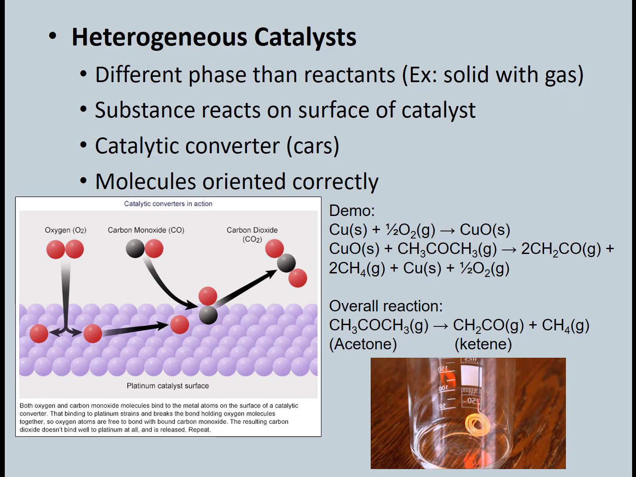Heterogeneous catalysts mean that they're in a different phase than the reactants. And so a good example would be a solid catalyst with gas reactants, and that occurs in catalytic converters in cars. So in the catalytic converter, there is platinum metal, and the atoms of the platinum are just the right distance to allow the reactants to sit down on the platinum metal and have a reaction surface. So this is how carbon monoxide is converted into carbon dioxide, which takes a poisonous gas to a non-poisonous gas. So heterogeneous catalysts are all about providing a reaction site so that the molecules can orient themselves correctly so the reaction is quicker.